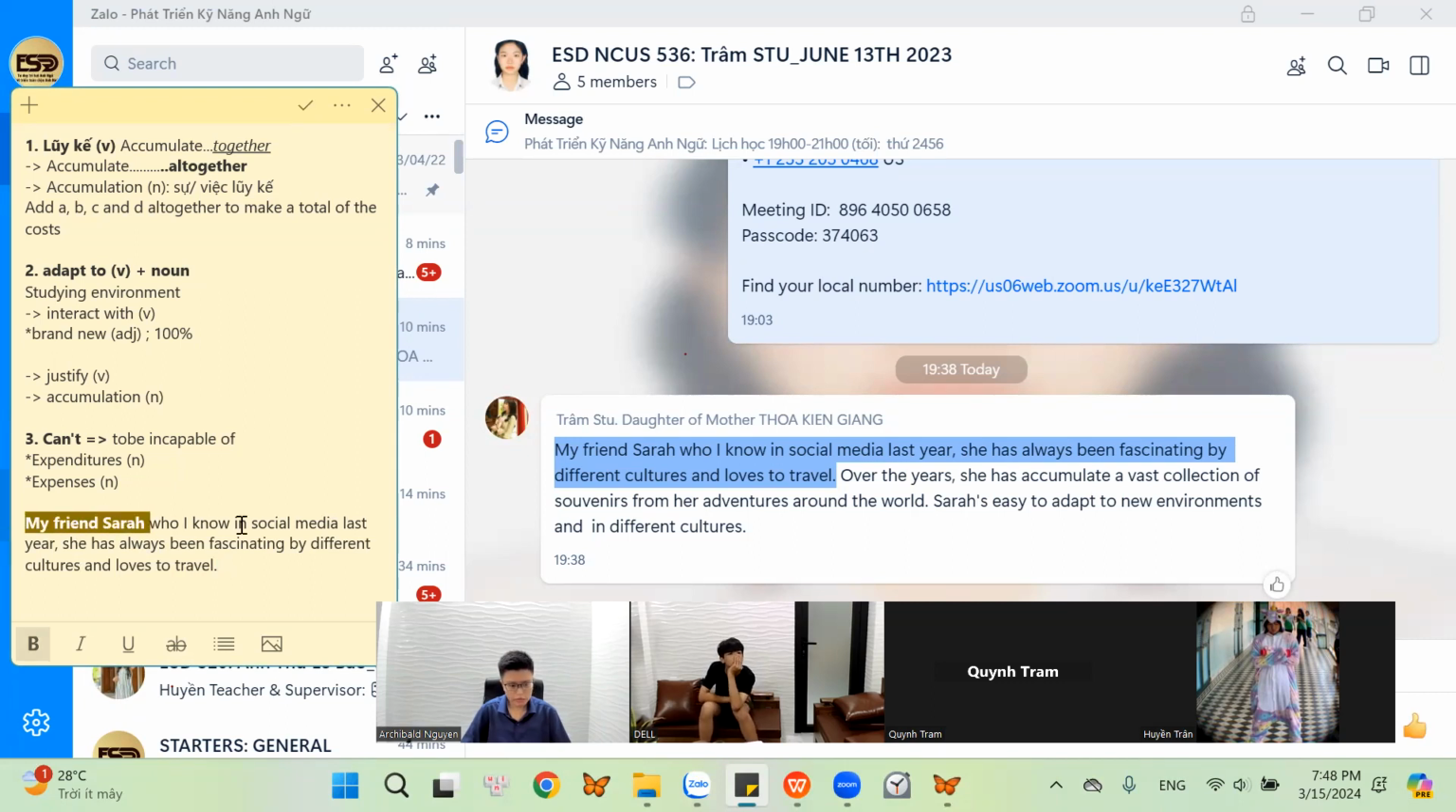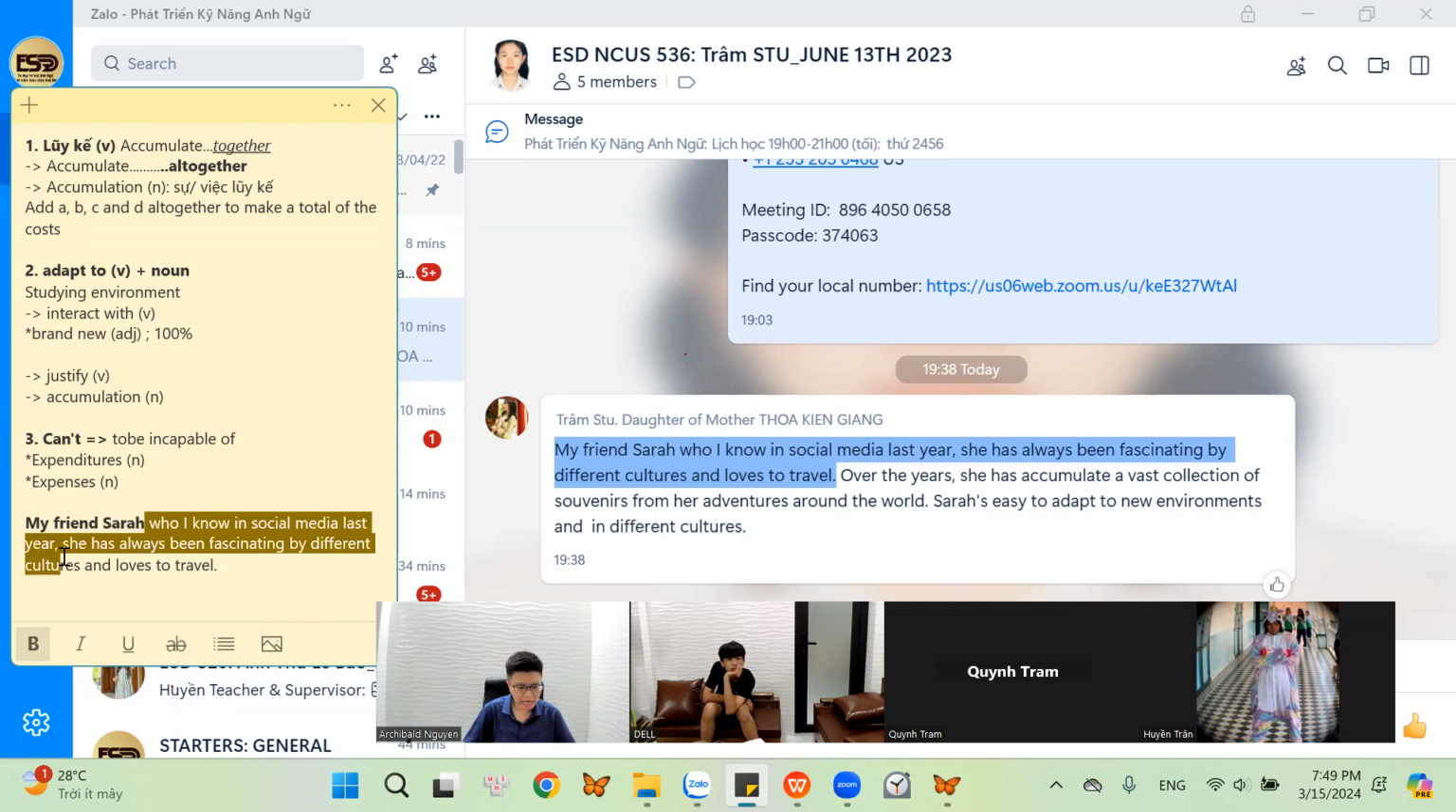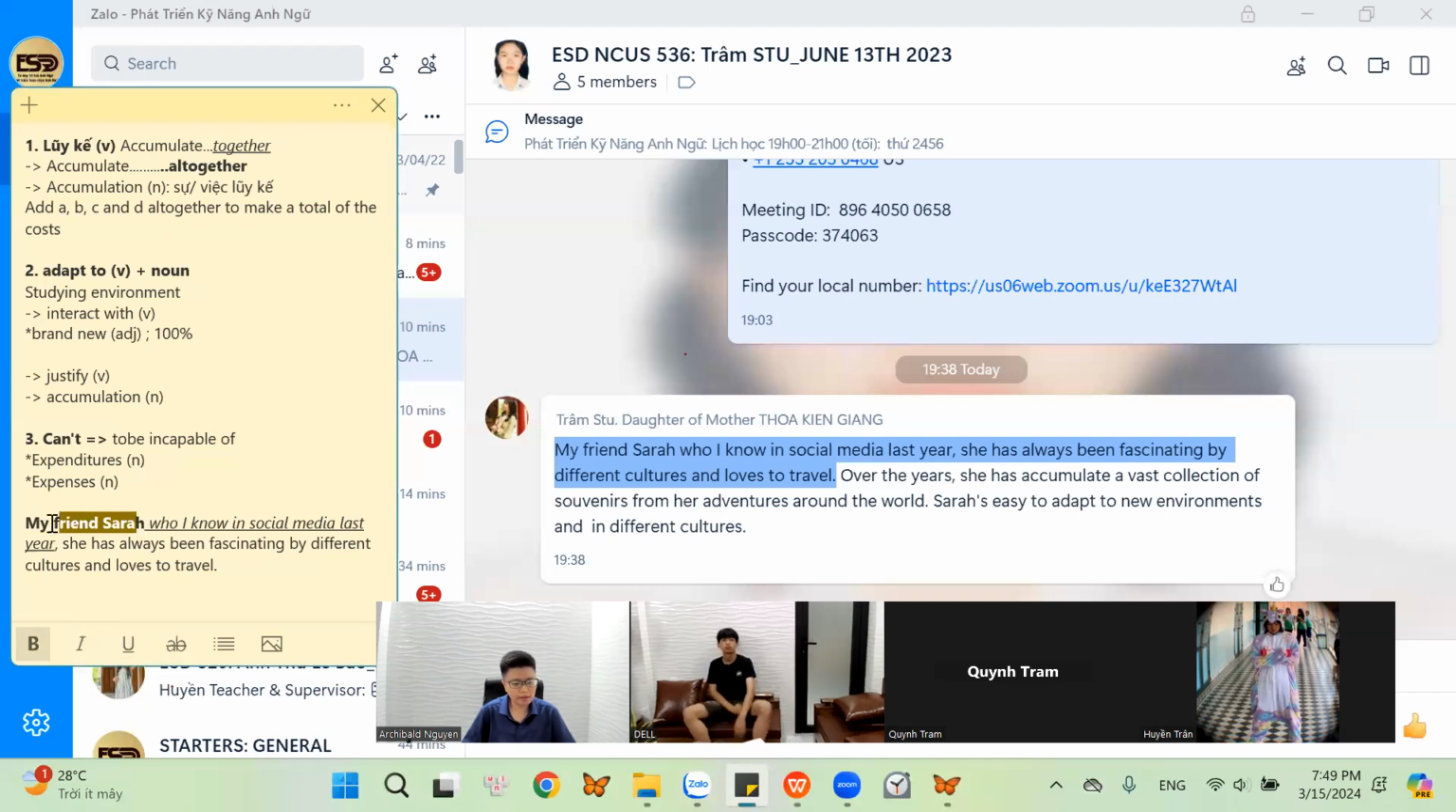When you read, you find the subject, the verb, and the action verb. This is the subject, and where is the main verb? You use this phrase and you use who I know. So who I know in social media last year. This is the extra information in the middle of the sentence. If you write like this, you don't have the main action verb for the main subject, friend Sarah. You also don't have the main object for the friend Sarah.